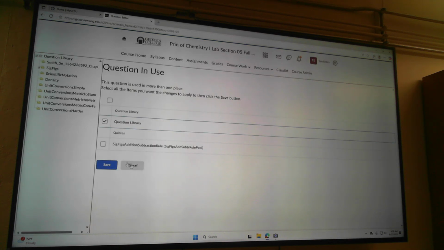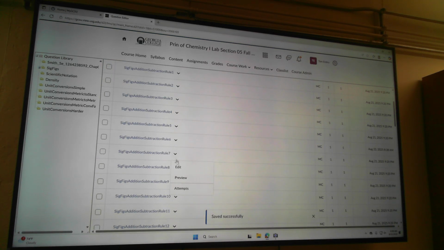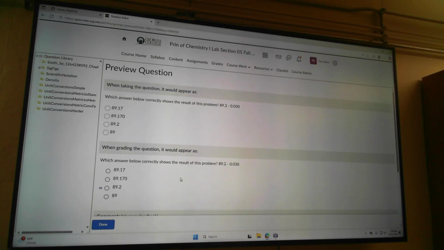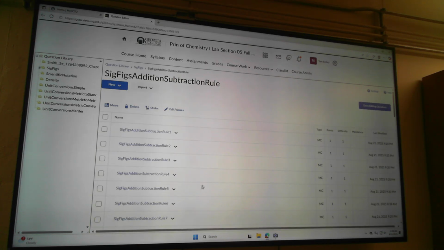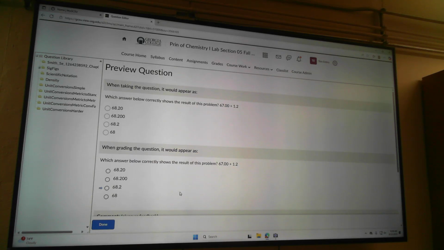Now on 7. This has 3 after the decimal. This has 1 after the decimal. This is the only choice with 1 after the decimal. 7, 8, 1 after the decimal. That one's right.